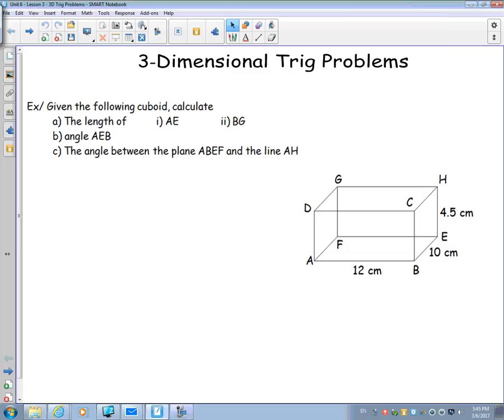In this lesson, we're going to examine three-dimensional trigonometry. So we're going to be applying our SOHCAHTOA rules, our sine law, our cosine law, but in diagrams that involve three-dimensional applications. So we'll start with a nice visual.